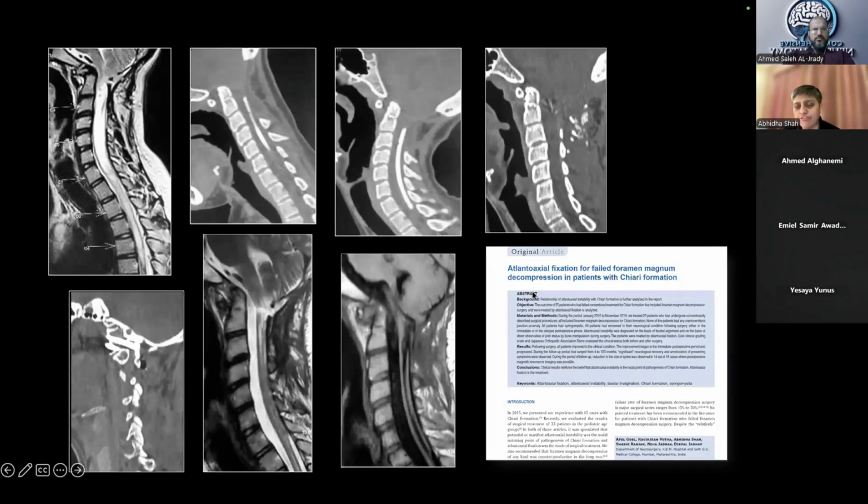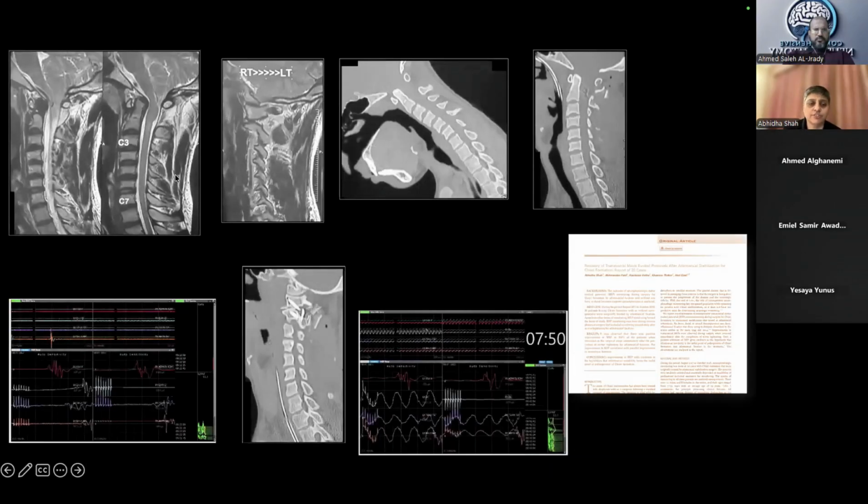In patients who have failed foramen magnum decompression, when patients do not do well after foramen magnum decompression, what can you offer? You can offer them C1, C2 fixation. We have done this in a few of our patients. We used to do foramen magnum decompression many years back, but they came back to us with complaints and we have treated them with C1, C2 fixation and they have done well following the surgery.